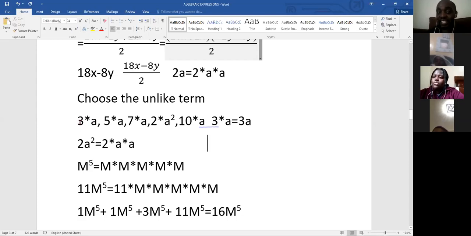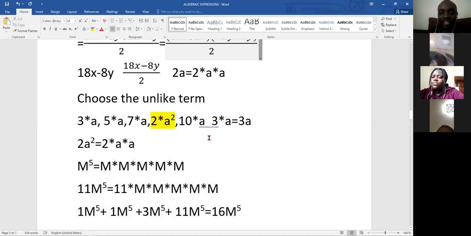The others, in 3a, 3 is multiplied by 1a. 5 is multiplied by 1a. 7 is multiplied by 1a. But in 2a squared, a is multiplied by a 2 times. So we can say the coefficient of a squared is 2. So a is multiplied by itself 2 times. But here a was multiplied 1 time. So 2a squared is the unlike term.